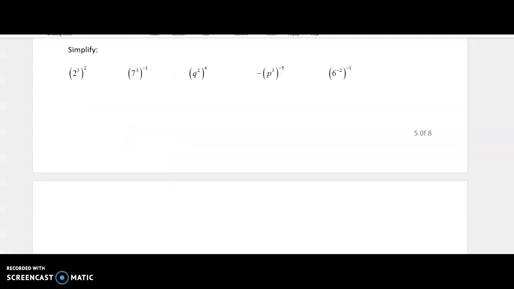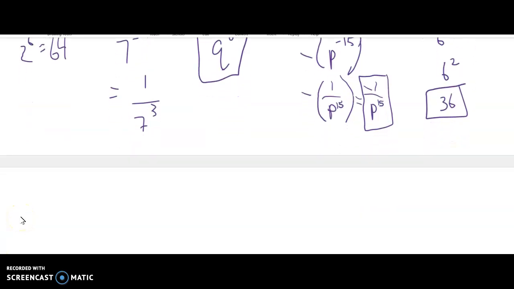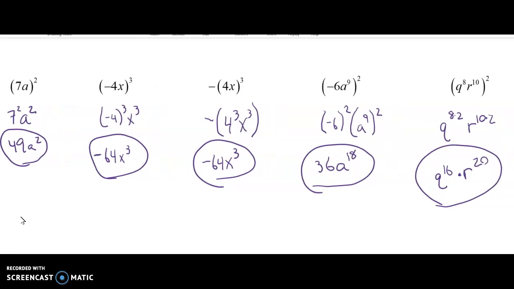Please go ahead and try the next 12 examples that are listed on pages 5 and 8 of your document, and then unpause the video to check your answers. Now that you've completed the work, let's check your answers. Here's the first 5. You can pause the video if you need more time. Here's the second set of 5.